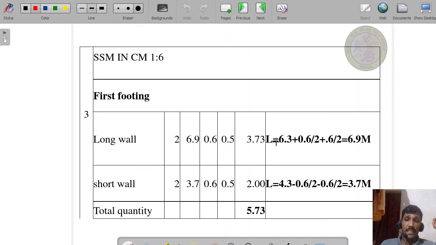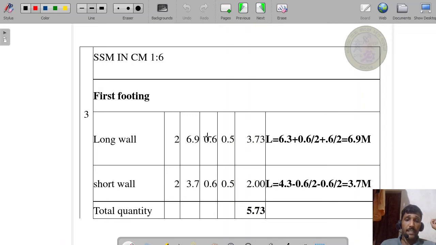Now the length calculation is the only matter. Length is equal to 6.3 center to center length plus the foundation breadth for first footing. How much? For first footing, foundation breadth is 0.6 meter. Therefore, by adding on either side half of the foundation breadth, 0.6 by 2, it becomes 6.9 meter.